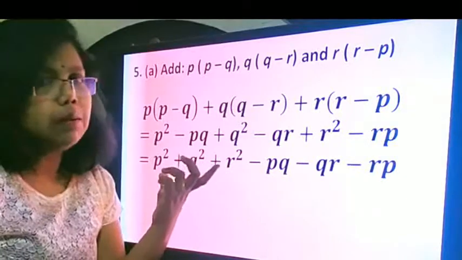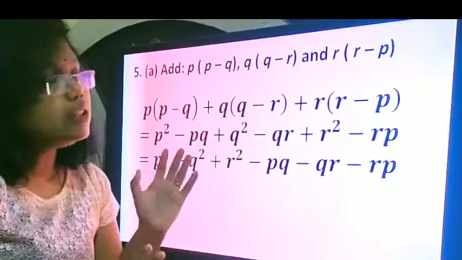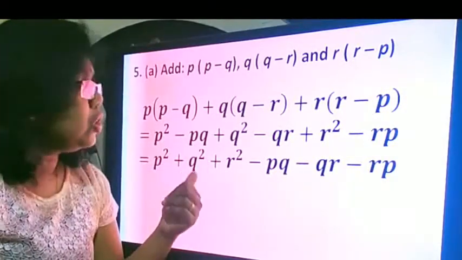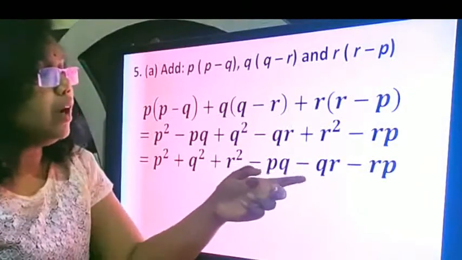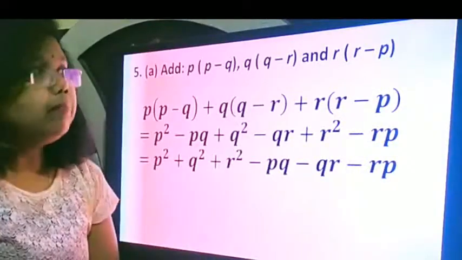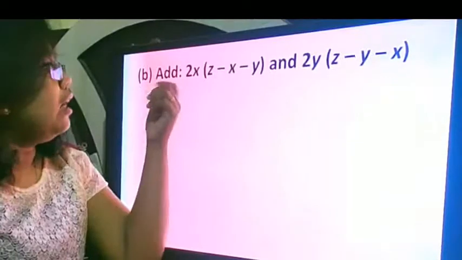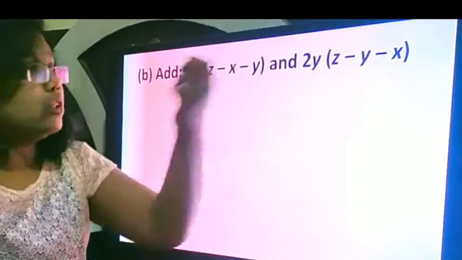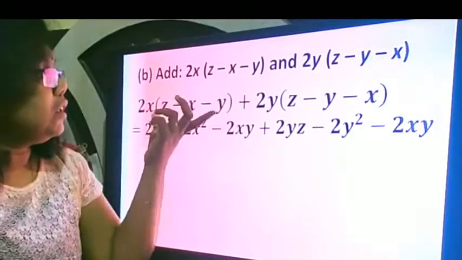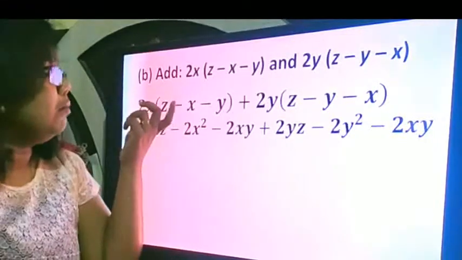So our final step after rearranging the same terms would be P squared plus Q squared plus R squared minus PQ minus QR and minus RP. This is the final answer. Add this and this, the expressions. So first put the terms in addition format and then multiply.